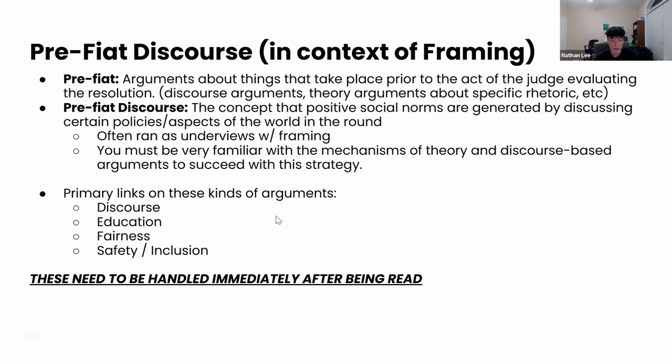And then the primary links on these kinds of arguments are all the theory impacts that we'll talk about later, like discourse, education, fairness, and safety. These are all impacts, and then weighing mechanisms of themselves. They're called voters, which are basically the impacts and weighing associated with theory. Also, most discourse-based underviews need to be handled immediately after being read. So if you ever run into an argument which says they must respond in the next speech because of time skew, etc., that's usually what they're talking about. If you're not familiar with this aspect of framing, that's okay.